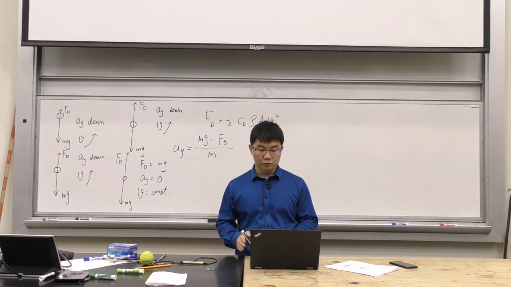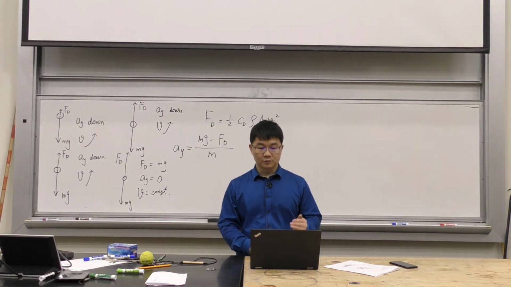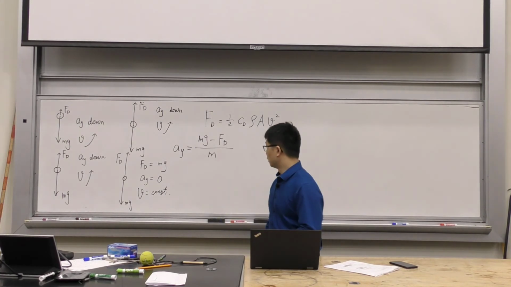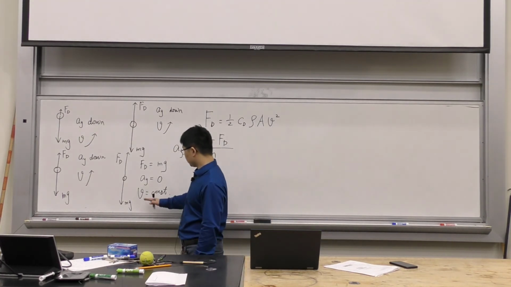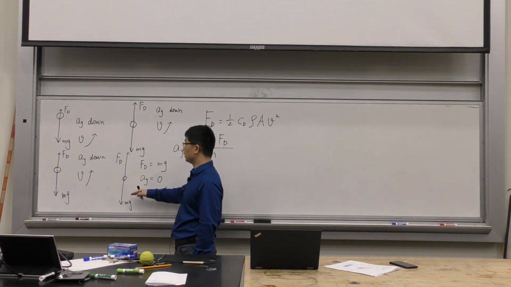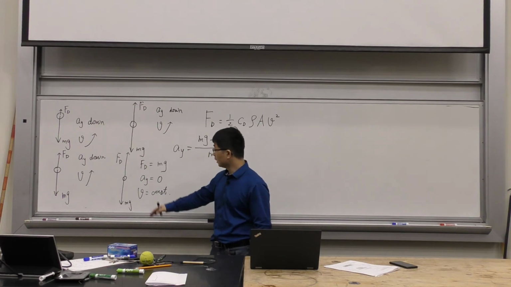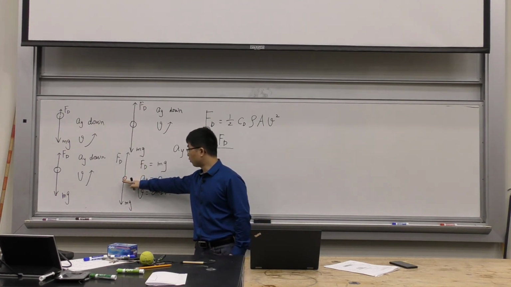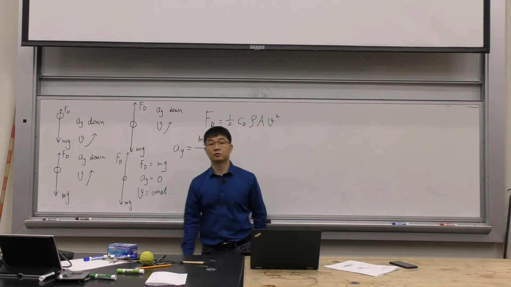But in this question, I only want to find the speed of the baseball when it strikes the ground with drag. All I need to do is find the velocity at this point, which is the maximum velocity it can reach, the terminal speed. Because after this point, nothing's going to change. It's just going to keep falling with this speed and then hit the ground.